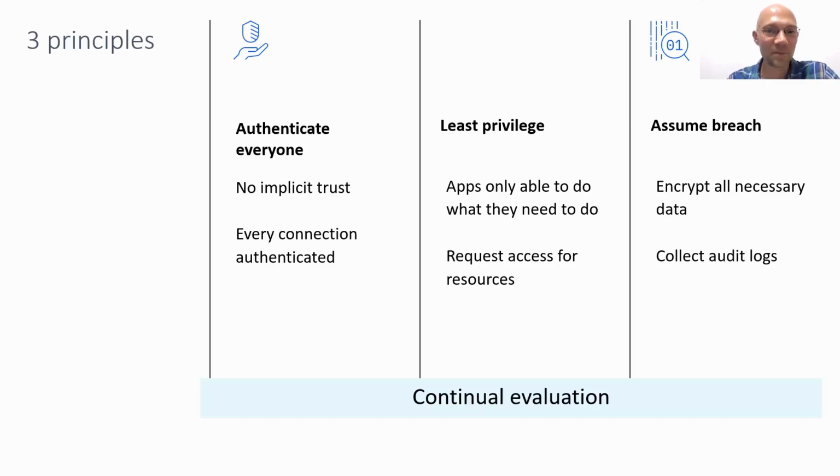And the final principle is to assume breach. So this is essentially having the mindset that a breach will happen at some point. It's not a case of if, but it's a case of when the breach will happen. And so you need to have the processes and procedures in place to detect that it has happened and to limit the damage and to be able to recover from it quickly with the least amount of damage possible.